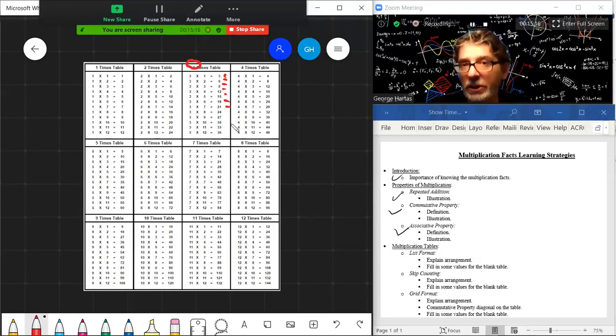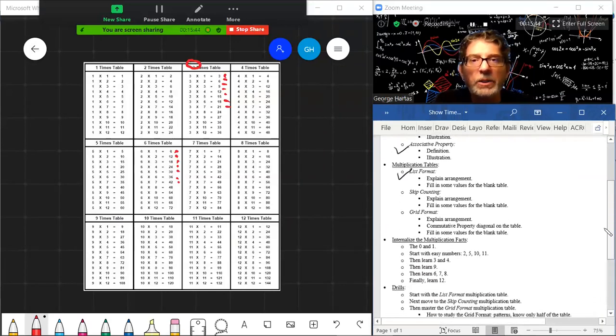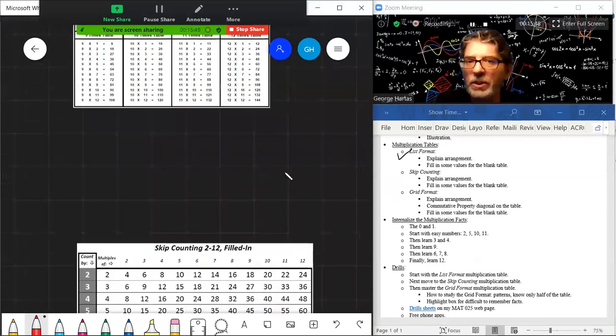So here you can see the built-in repeated addition, right? Let's take the number 6. 6 plus 6, 12, plus 6, 18, plus 6, 24, plus 6, 30, plus 6, 36, plus 6, 42, and so on. So there are patterns to these multiplication tables. So begin with a list format. That's what this table is called. Let's move on to another format that's called skip counting, which is somewhat similar to this.